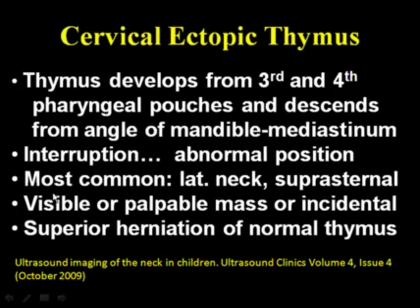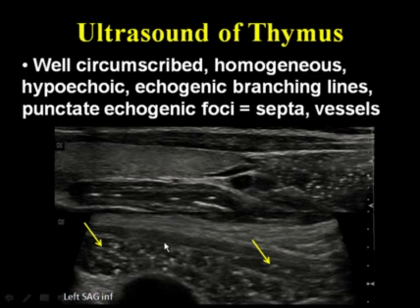In children, sometimes the cervical ectopic thymus can present as a visible or palpable mass, a lot of times when there's Valsalva maneuver if the child is crying, or occasionally these can be seen incidentally, for example, when imaging the thyroid gland. Often what we're seeing is not cervical ectopic thymus, but superior herniation of the normal thymus into the neck in those patients who have a great ability to hyperextend.